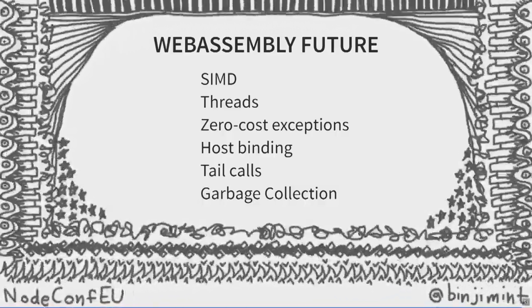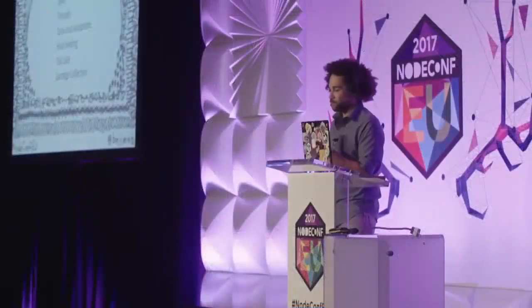Zero-cost exceptions to make exception handling really fast. Host binding to make it easier, so that binding layer, you might not have to write anything. That's what that feature is for. Tail calls, some people are very excited about. And then, of course, garbage collection, which will basically open the door to any number of new languages. That one is further out, but I think definitely on everyone's radar.